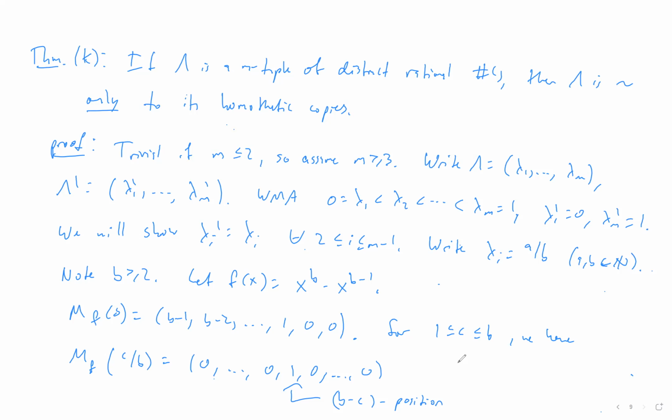And then also, mf of lambda is the 0 vector for all other lambda. Okay, so this is sort of the key property here.